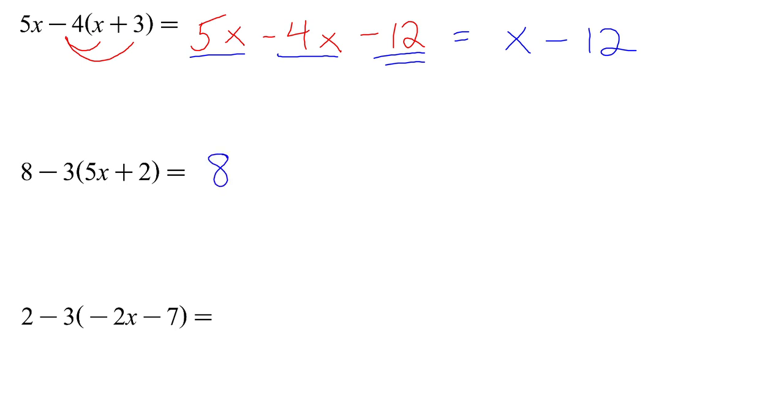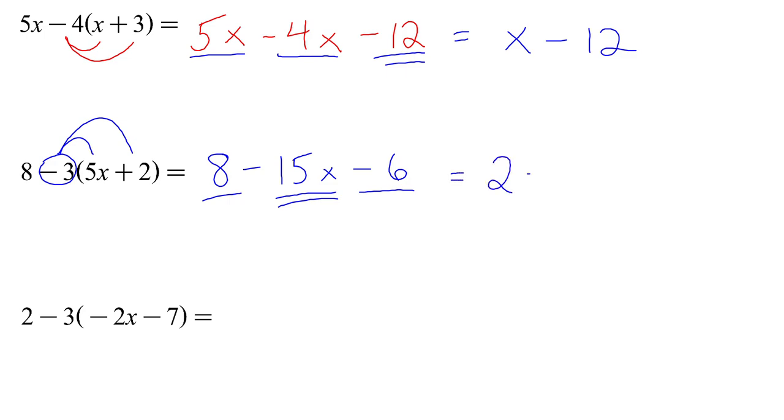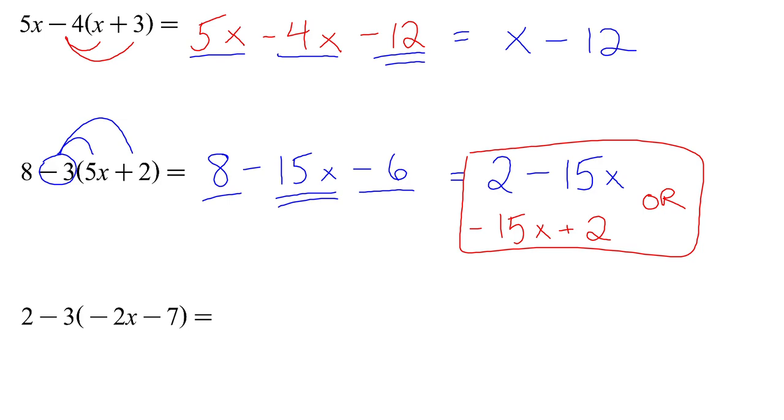For the next one, we'll start with 8, and then minus 3 is what we're distributing through. So minus 3 times 5x will be minus 15x, and minus 3 times 2 will be minus 6. Combining our like terms gives us 8 minus 6, or just 2. And then we still have a minus 15x. And keep in mind again that that's the same as if you want to write it as negative 15x plus 2. Okay? Either one of those would be perfectly acceptable.